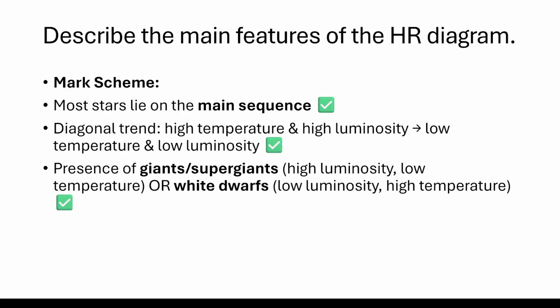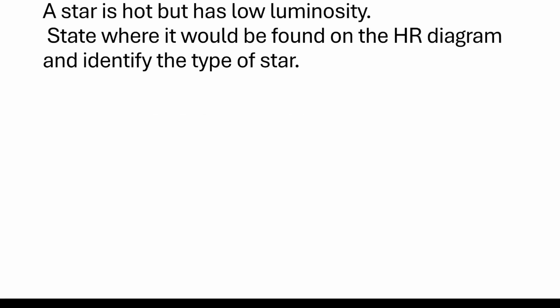You need to describe to them the main features. You're describing the main sequence: where is low temperature, where is low luminosity, where are the giants, and what do giants have? They have high luminosity and low temperatures. White dwarfs have low luminosity and high temperatures. Any of them. Okay, next.